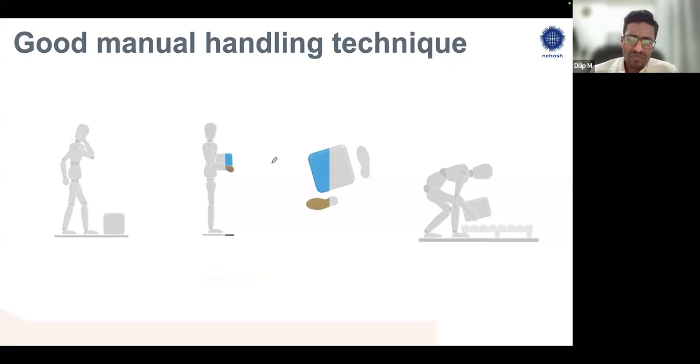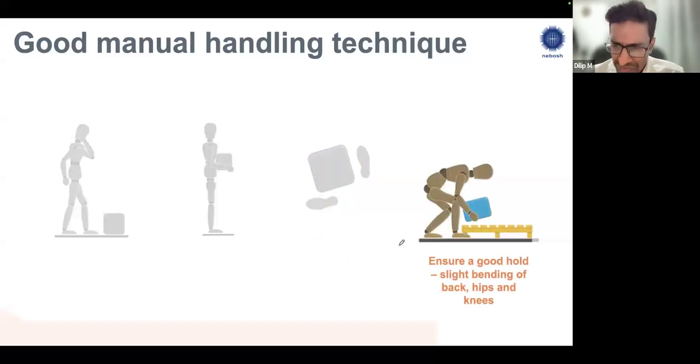And then your leg position in relation to the load should be like this. Do not keep your feet together; keep your feet apart, so you get a good balance when you're lifting the load from the ground. If this is the load, you can see how the feet should be positioned. And then you ensure a good hold.